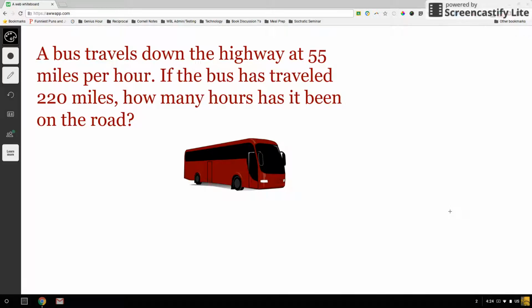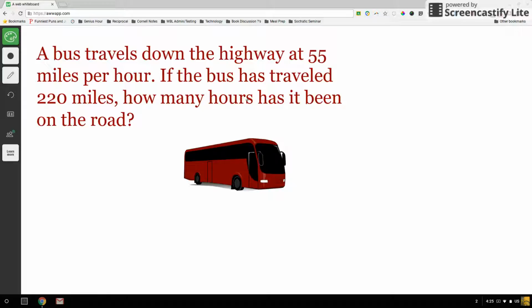All right, we're going to work through a problem with unit rates here, but it's going to be kind of having to work backwards. Our problem says a bus travels down the highway at 55 miles per hour. Right there is our unit rate, 55 miles per hour. If the bus has traveled 220 miles, how many hours has it been on the road?